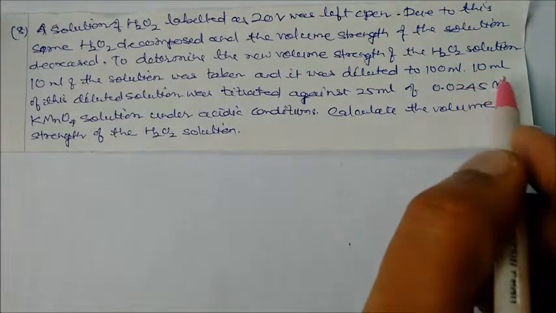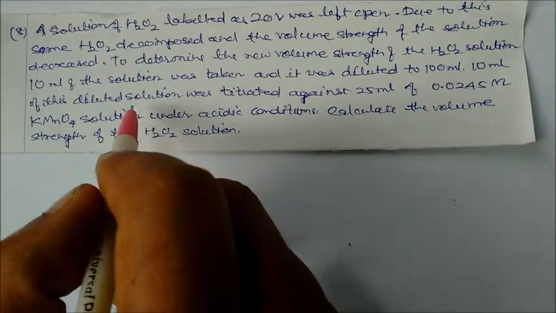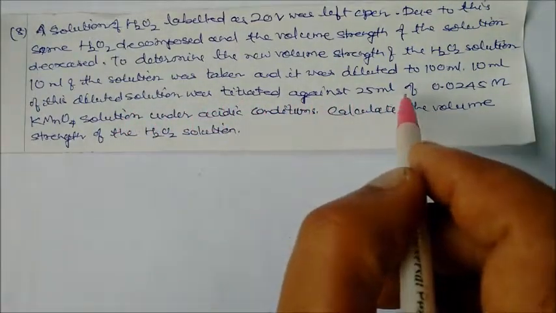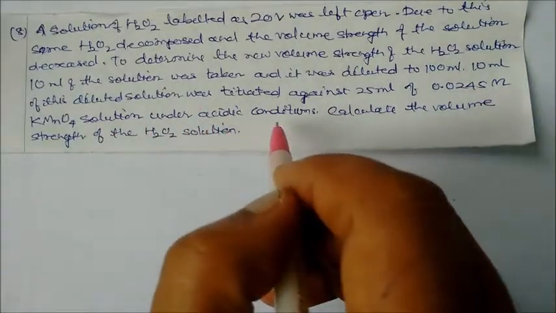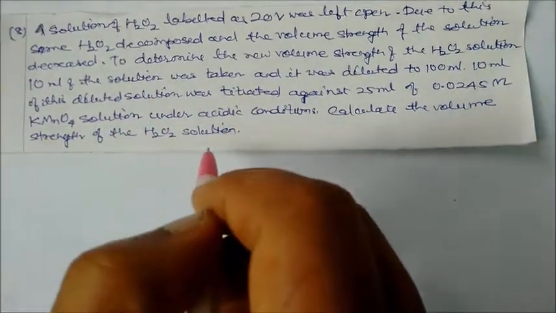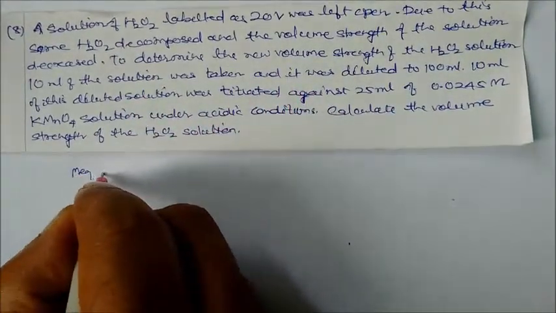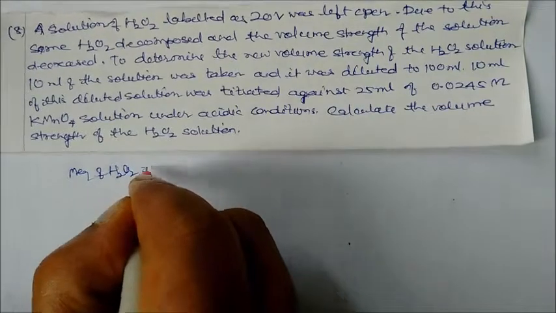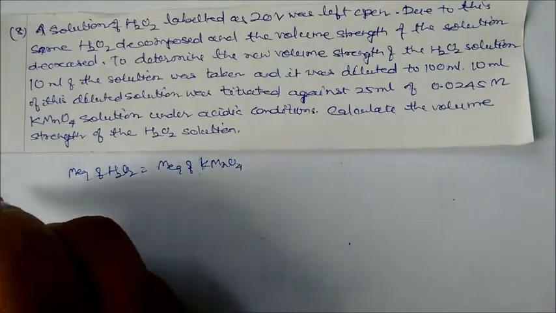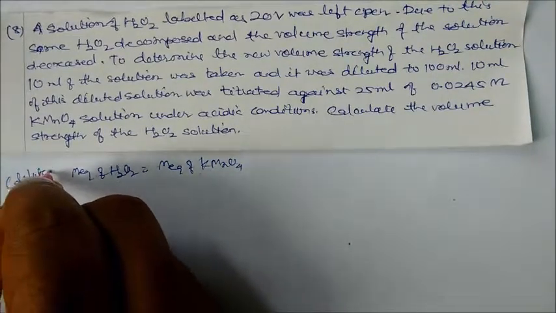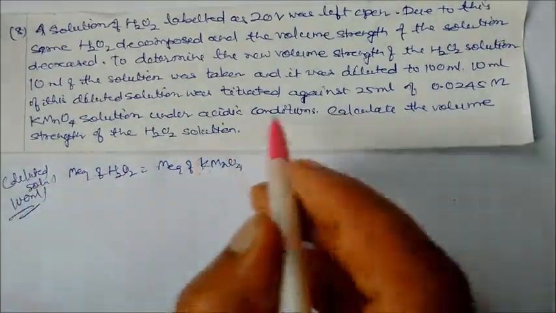Out of this 100 ml solution, 10 ml was titrated against 25 ml of 0.0245 molarity KMnO4 solution under acidic condition. So calculate the volume strength of the H2O2 solution. Again we use the same concept, that is, milli equivalent of H2O2 is equal to milli equivalent of KMnO4, okay. So this we are talking about the diluted solution. Keep in mind, we are talking about the diluted solution, which is 100 ml.